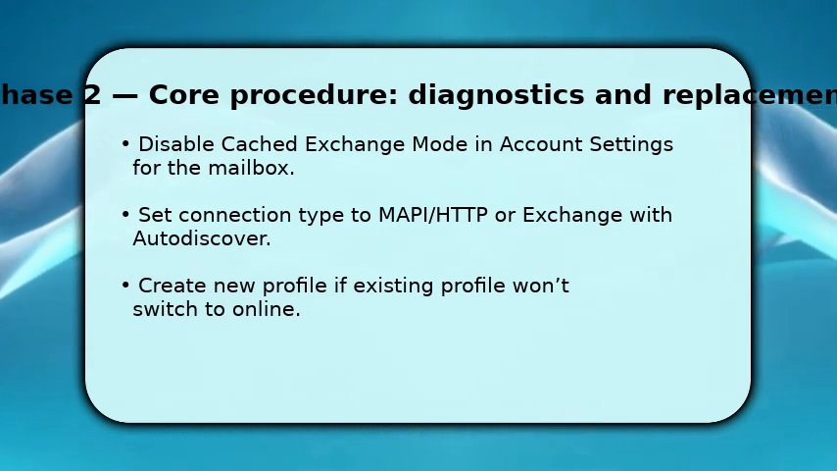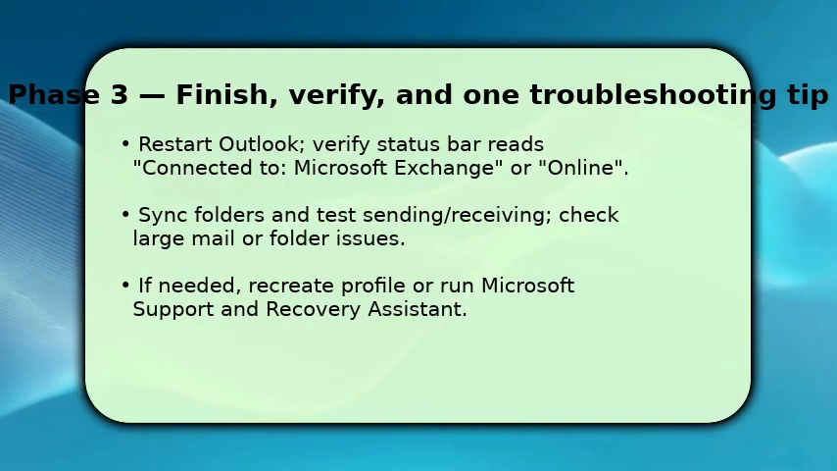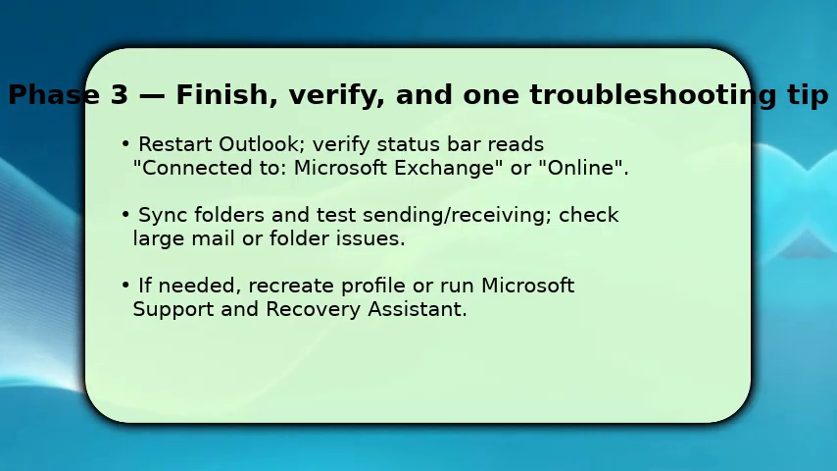Finally, restart Outlook and verify the status bar shows connected or online, then open several folders and send a test message to confirm live server activity. Make sure large mailbox folders finish syncing and that no offline labels remain.